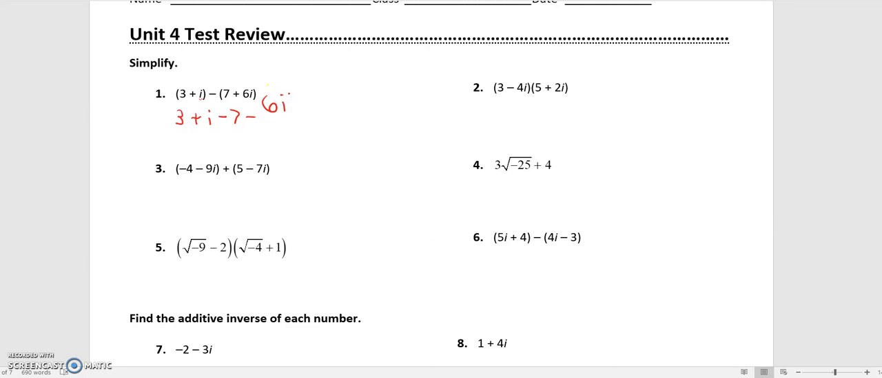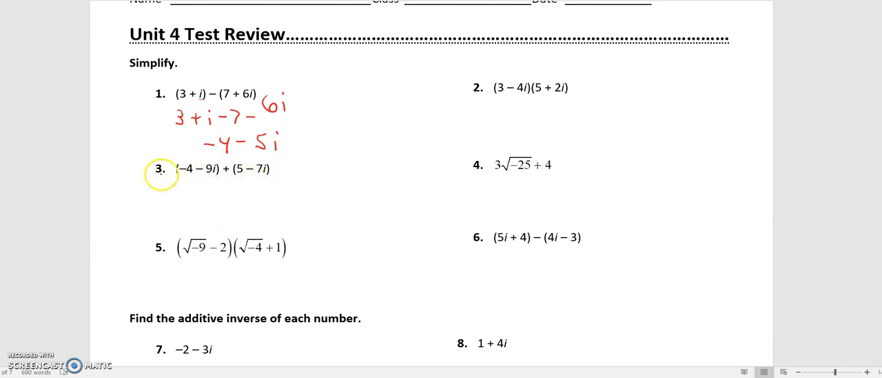6i. And then combining your like terms, so you have 3 minus 7 gives you negative 4. i minus 6i gives you negative 5i. And then that's your answer, that's the simplified version. Same thing with the addition here, you would just be adding everything.